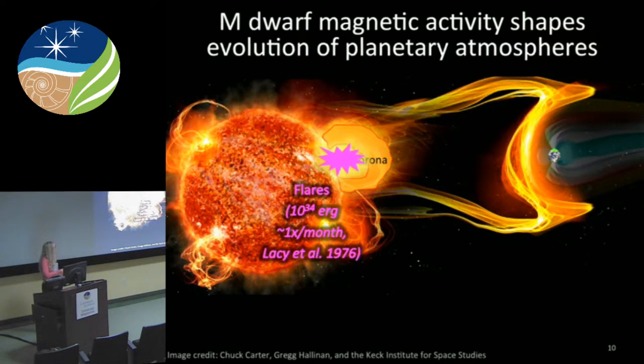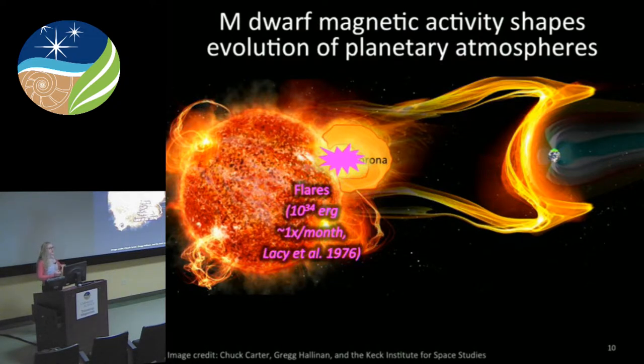We think that the famous flare stars, AD Leonis, UV Ceti, and a few others, which are M dwarfs, produce flares at a rate of about one a month that are 10 to the 34 ergs, which is, depending on your estimates, 10 to 100 times more energy than the Carrington event. And remember that planets around these stars are much closer to the star. So they're seeing these extreme events regularly.